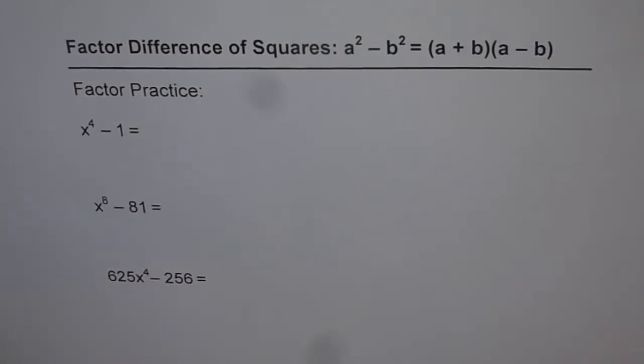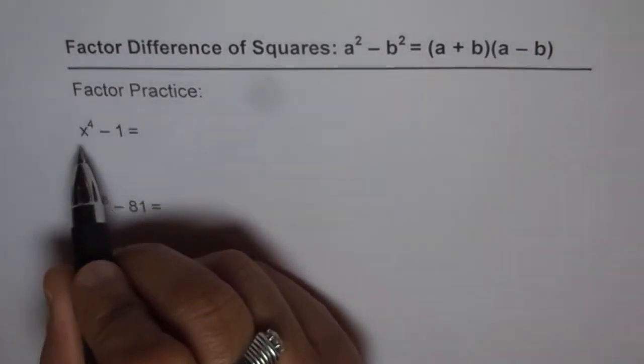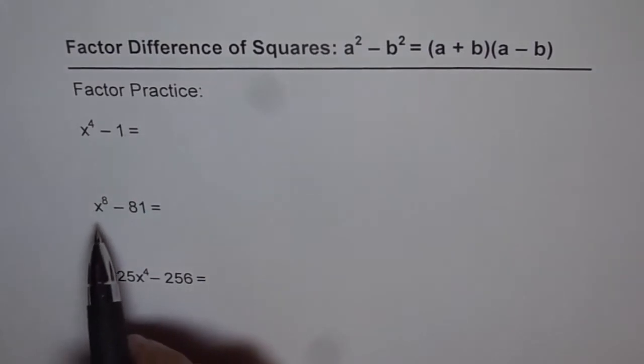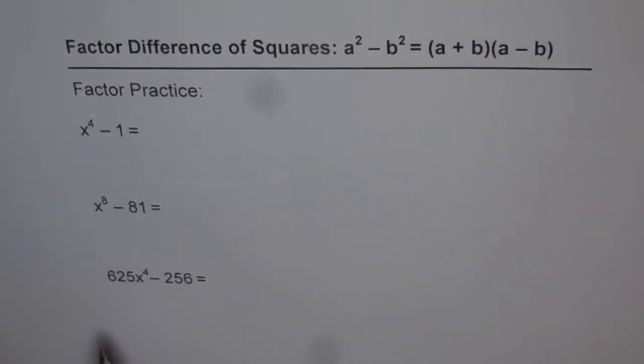Factor difference of squares. In this, we can do factoring a couple of times. Let's see how to factor these difference of squares. Here we have x to the power of 4 minus 1, then we have x to the power of 8 minus 81, and some big numbers, 625 x to the power of 4 minus 256. Now let me show you the second one first.